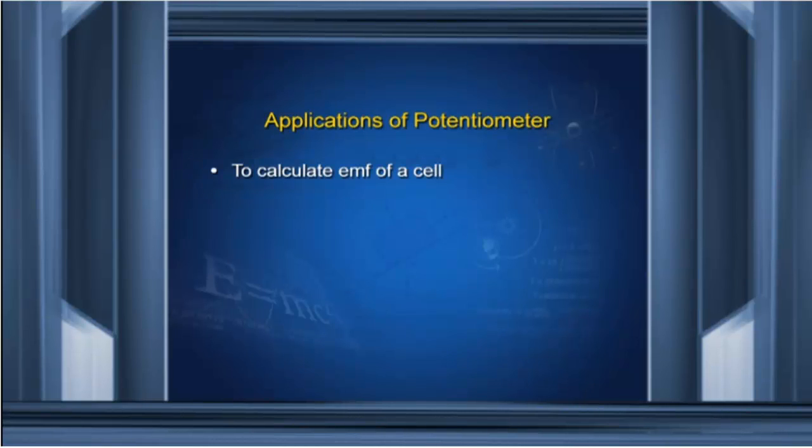Application of potentiometer. A potentiometer can be used to calculate the e.m.f. of a cell. Always remember, we cannot calculate the e.m.f. of a cell with the help of a voltmeter. The reason is that a voltmeter draws some current for measuring the value, whereas a potentiometer works on the null deflection method. That means it does not draw any current from the cell. So we measure e.m.f. using the potentiometer, whereas we measure the terminal potential difference of the cell using a voltmeter.